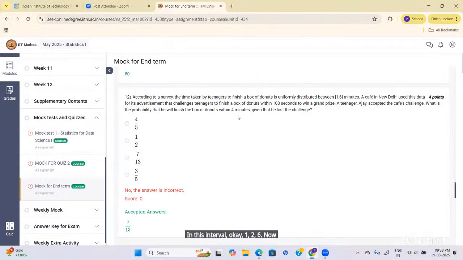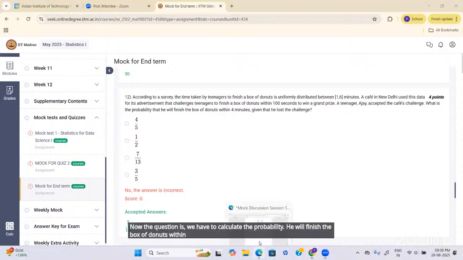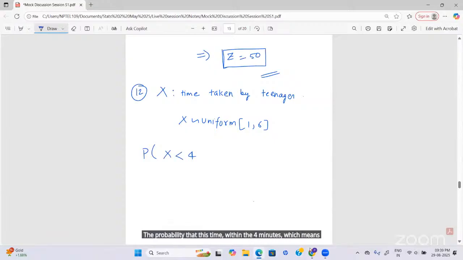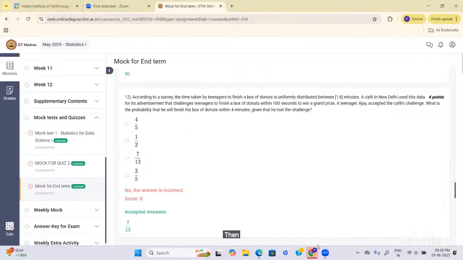Now what we have to find. The first thing is when the person can win the challenge: if the teenager finishes the complete box of donuts within 100 seconds. So if x is less than 100 seconds, then the teenager will win the prize. This is something we are given. Now the question is, we have to calculate the probability that he will finish the box of donuts within 4 minutes, which means x less than 4, given that he lost the challenge.